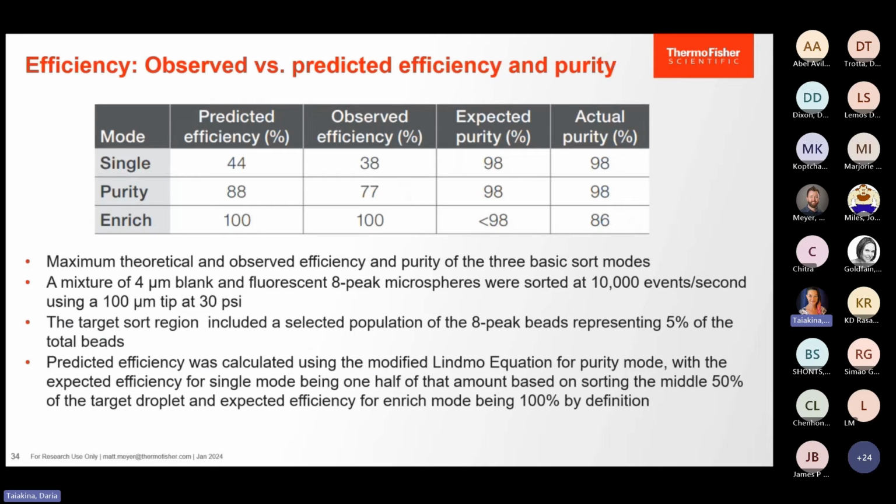Observed versus predicted. This is just looking at different modes. Previously shown was looking at purity; we can also extend that to look at single mode and rich mode, and we can see good correlation between predicted and observed across the different modes as well.